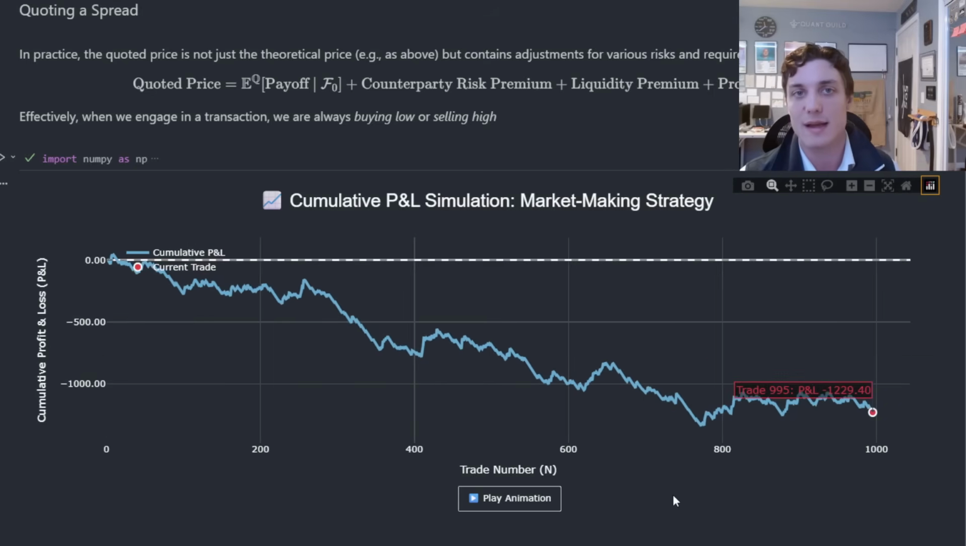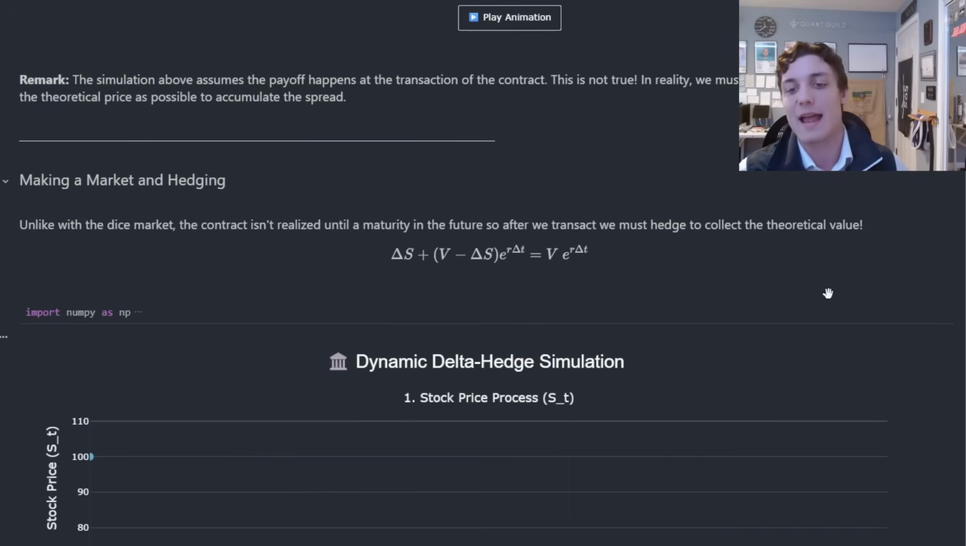So that's one catch. What about the other that I mentioned at the start of this section, making a market for an options contract? That is, in our dice market, the realization occurred instantly. But here, the payoff isn't realized until time capital T in the future. Well, this gets into the idea of hedging.